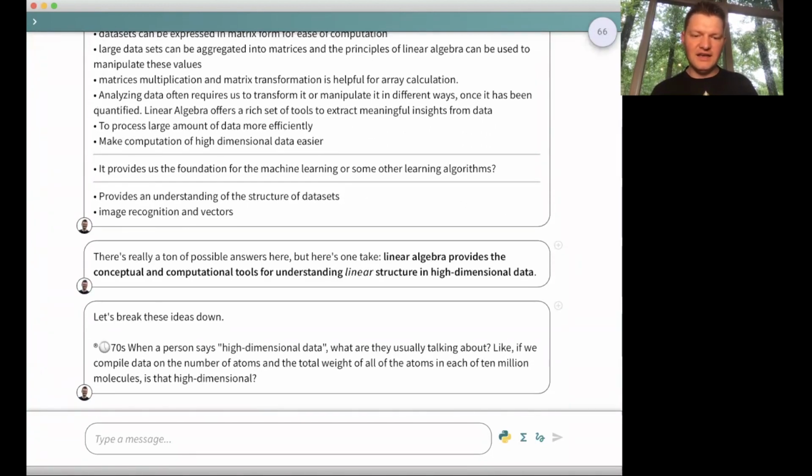So let's say we compile data on the number of atoms and the total weight for 10 million molecules. Would we say that this is a high dimensional data set or not? Great, so people are really on target with this one. Not a lot of folks have submitted yet, but I can see that people are definitely on the right track. Cool. So yeah, I'll summarize. Actually, let's hear from somebody. Tong, do you want to talk about what you see here?